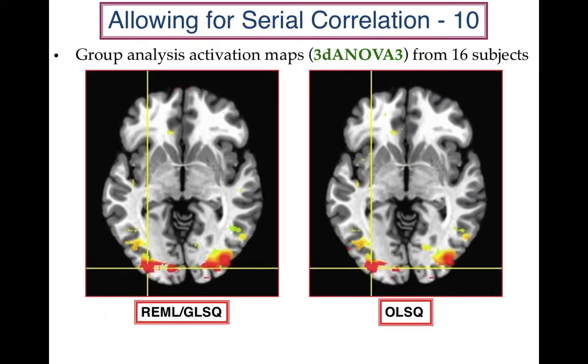Here's some group analysis activation maps done with one of AFNI's ANOVA programs from 16 subjects, with the individual analysis conducted on the left with generalized least squares, REML, and the one on the right with ordinary least squares, 3dDeconvolve. And again, these are not identical maps, but you have to look very closely to find differences between these.